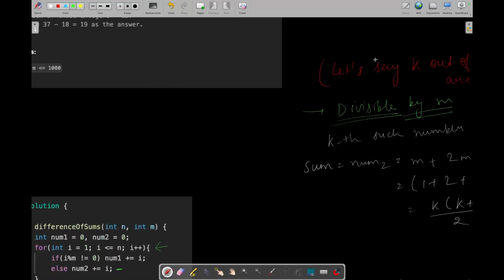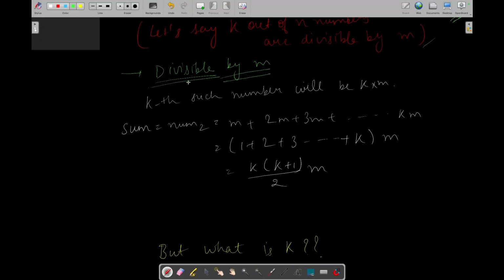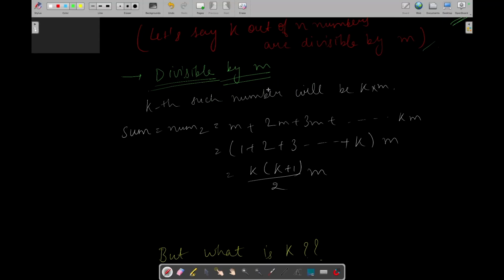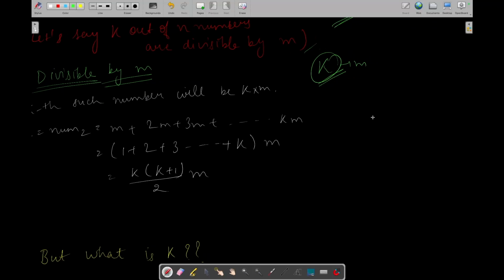Okay, so those which are divisible by m, we are considering in num2, right? Okay, so let's see what will be our num2. So let's say if there are k numbers which are divisible by m, we can find their sum, the sum of k numbers which are divisible by m, right? So we can easily find their sum. How? m plus 2m plus 3m up to km, right? Because they are divisible by m, there are k integers which are divisible by m.